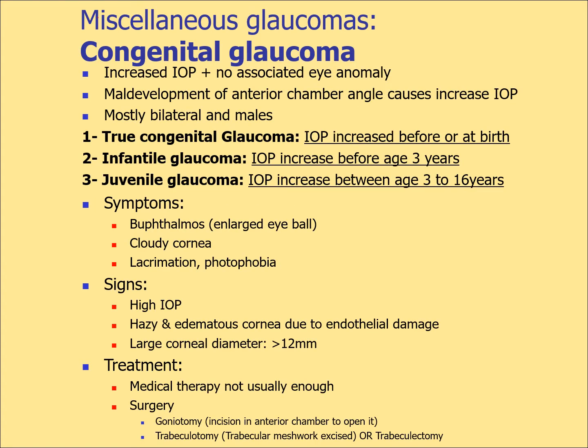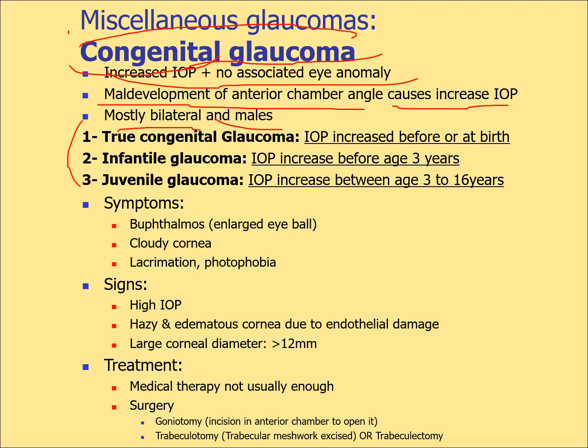First of all, we will discuss the congenital glaucomas. Congenital glaucoma is defined as increased intraocular pressure with no associated eye anomaly. The eye is perfectly normal otherwise, and there is usually some maldevelopment of the anterior chamber angle which causes increased intraocular pressure. It's usually bilateral, and males are affected more than the females.